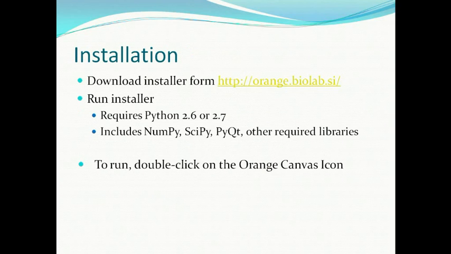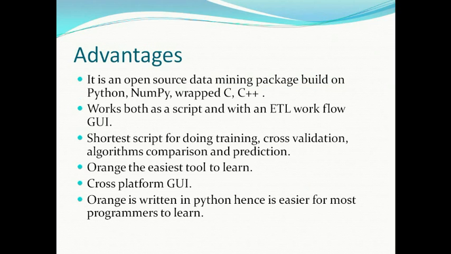So if you want to install this software, first you need to download it from the official site of Orange, that is orange.biolab.si. And to run this software you need to have Python 2.6 or 2.7, and it includes numpy, scipy, pyqt, and other required libraries. And to run this software just double click on the orange canvas icon. Now let's move on and we'll see some advantages of using this Orange tool.